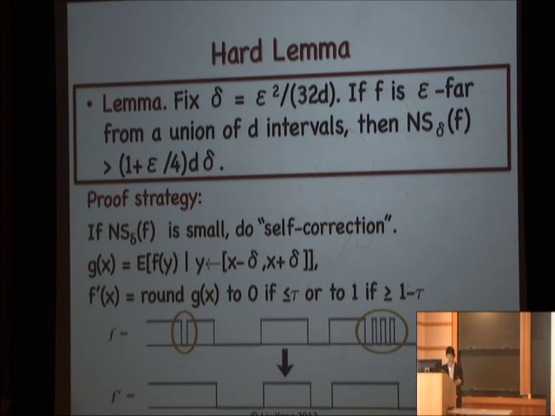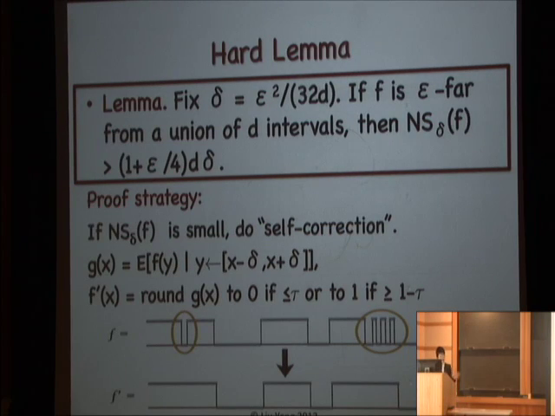Right. The main part of the proof is this lemma, which is harder to show, which says that if delta is small enough, then any function far from every union of the intervals will have noise sensitivity noticeably larger than d times delta.